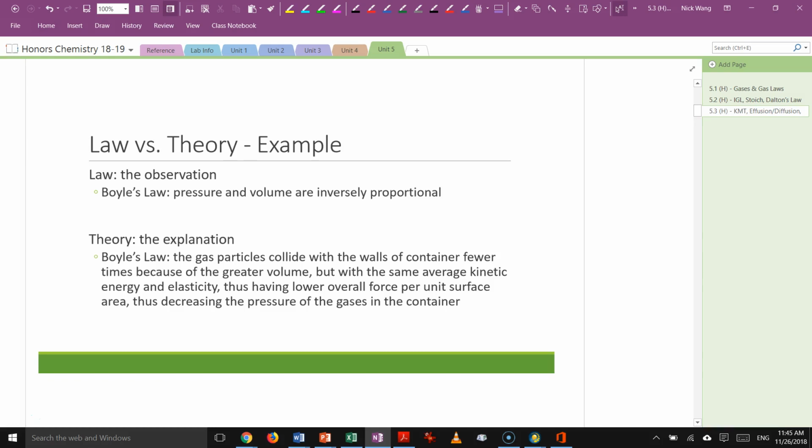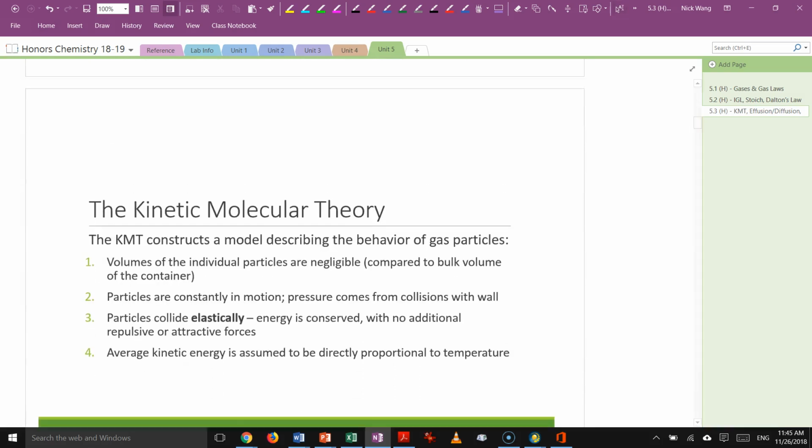You can see here in Boyle's law, the gas particles collide with the walls of the container fewer times because of the greater volume, and so on and so forth. So there's a lot more of an explanation behind it, and it really goes into assuming that there is something under the surface that we can't necessarily see. Boyle's law is something you can observe with the naked eye, but we can't see the particles that are responsible for that. And that's really what the theory is getting into.